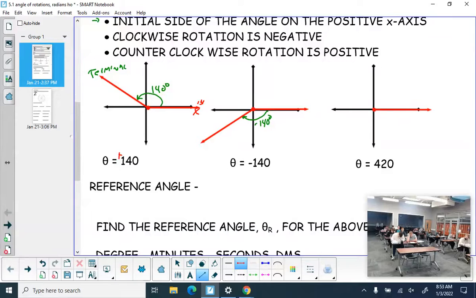Go ahead and do 420 degrees. Which quadrant would you end up in? And draw your terminal side. Check your answer with somebody around you.